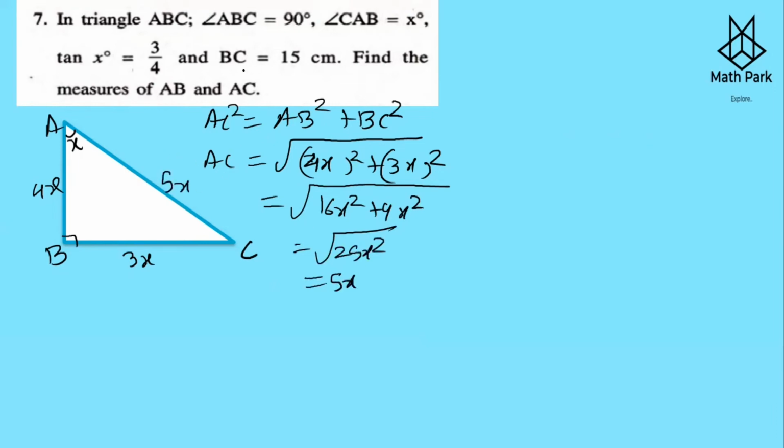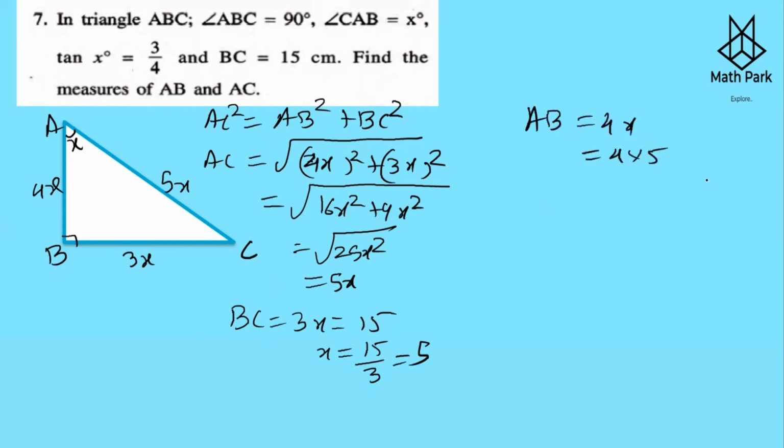But you are given BC is equal to 15. So BC is equal to 3x is equal to 15. So you get x is equal to 15 by 3, which is 5. So this is how you get AB. So AB is equal to 4x, that is 4 times 5, which is 20 centimeters. And AC is equal to 5x, that is 5 times 5, which is 25 centimeters. Got it?